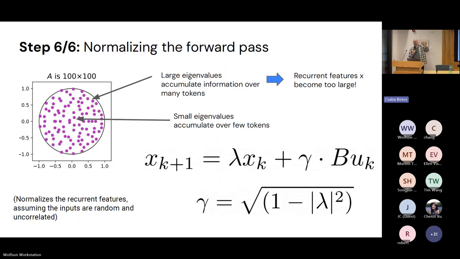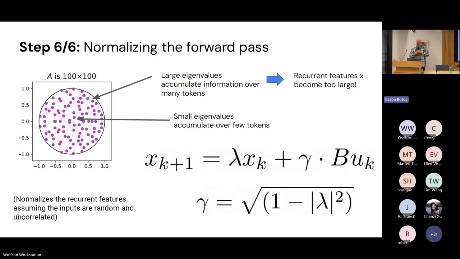So if the eigenvalue is one and you're not forgetting anything, then obviously if you keep adding numbers, those will blow up to infinity. So how do you normalize? Well, you need to make some assumptions on the input. And we made some assumptions here that are completely unreasonable. This is that the inputs are uncorrelated, the time steps are uncorrelated, and then you work through the math and you get the formula.